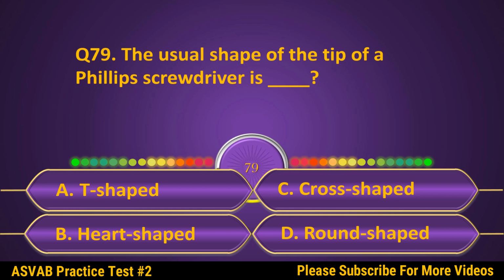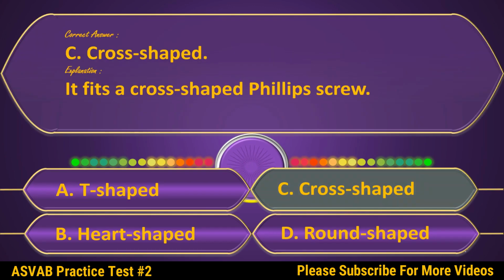Question number 79. The usual shape of the tip of a Phillips screwdriver is blank. The options are A. T-shaped, B. Heart-shaped, C. Cross-shaped, or the option D. Round-shaped. And the correct answer is option C. Cross-shaped. It fits a cross-shaped Phillips screw.